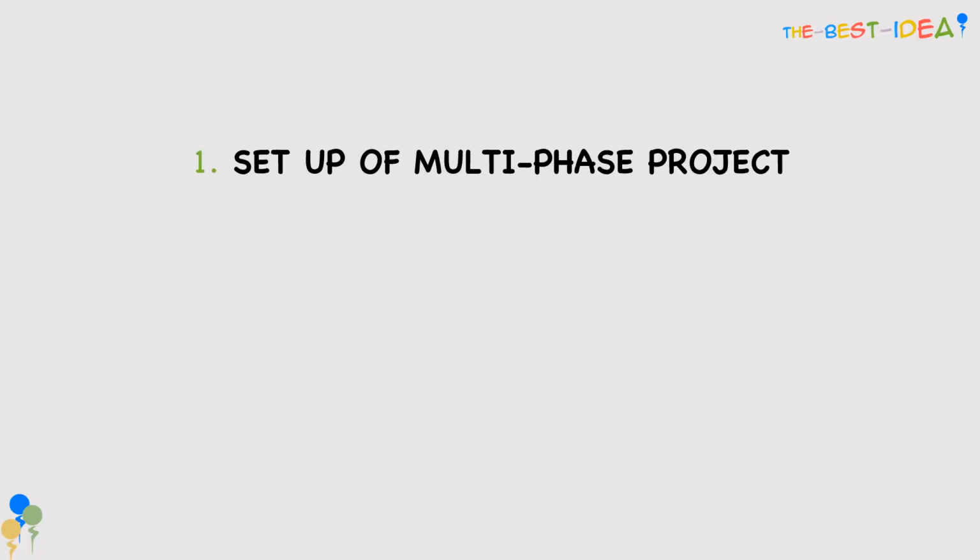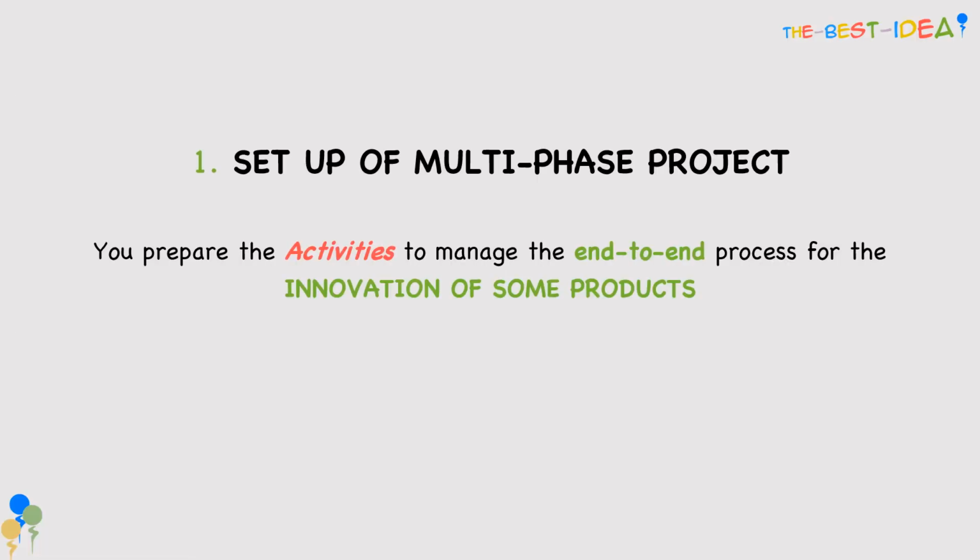First phase, set up a multi-phase project. You prepare the activities to manage all the end-to-end process for the innovation of some products. A multi-phase project allows one to manage, in a sequential manner, the set of activities aimed at a single objective, sending the request for participation of the activities to the various groups involved from time to time, according to a planned but always modifiable scheme, and keeping the results of each activity and the reports obtained available to the participants.